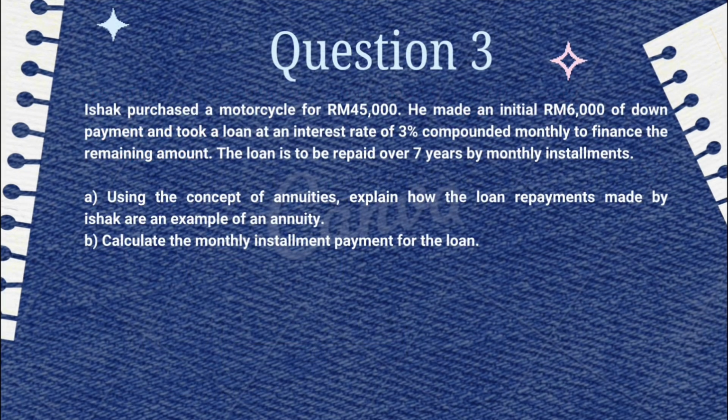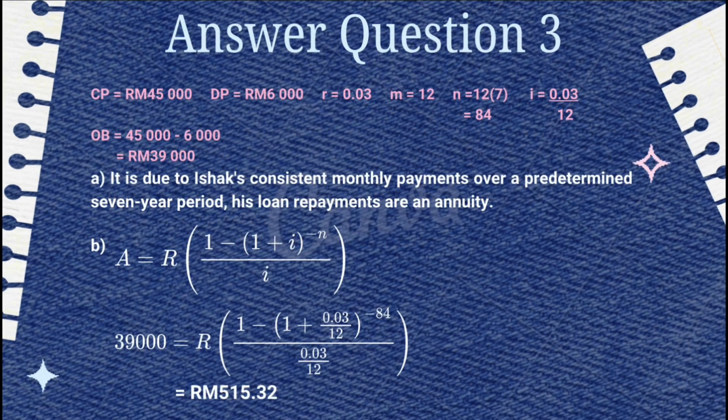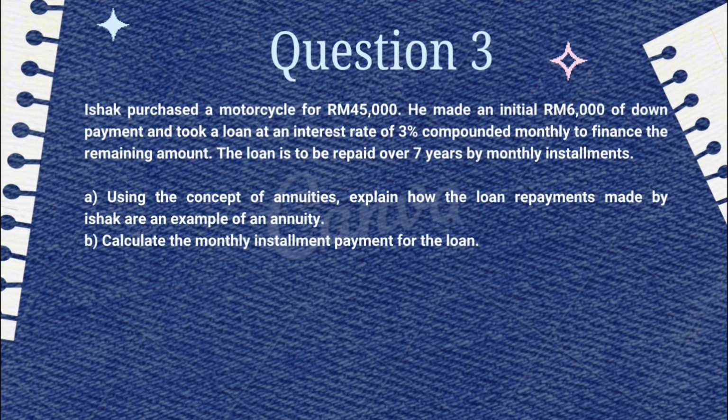For question A, using the concept of annuities, explain how the loan repayments made by Ishak are an example of annuity. It is due to Ishak's consistent monthly payments over a predetermined 7-year period. His loan repayments are an annuity. For B, it asks to calculate the monthly installment payment for the loan.